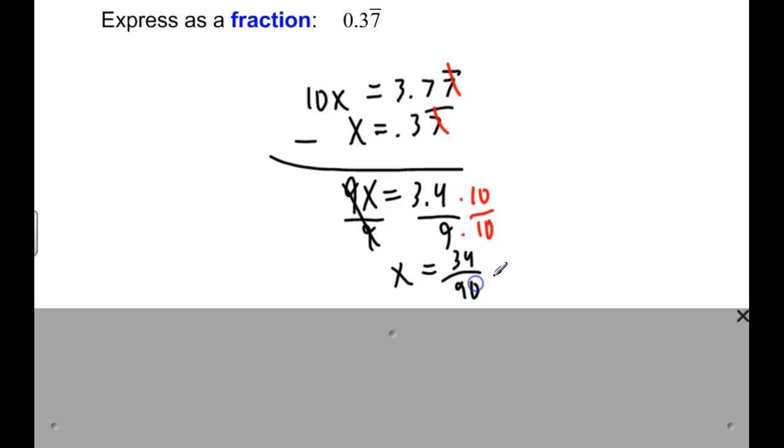Again, I still want to simplify that just a little bit there, maybe take out a 2, 17 over 45, and I've got my answer. So if you type 17 over 45, you'll get 0.3777 repeating.